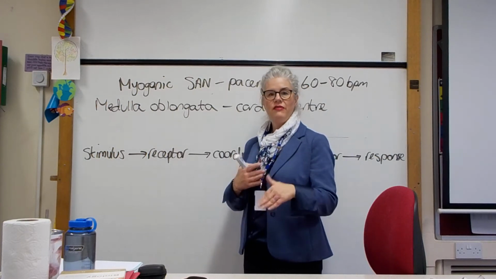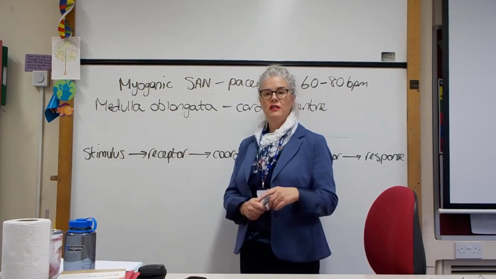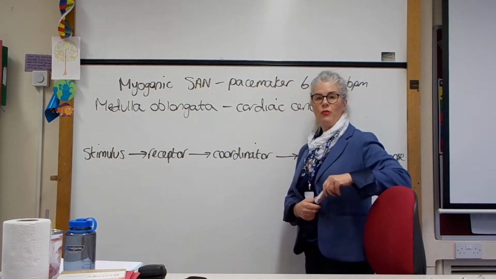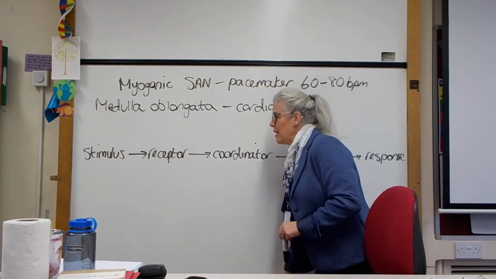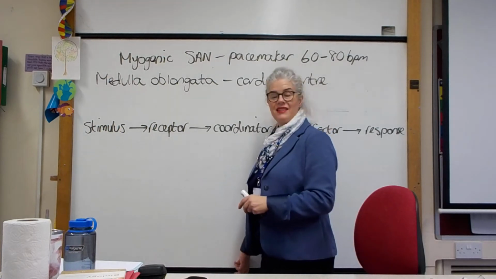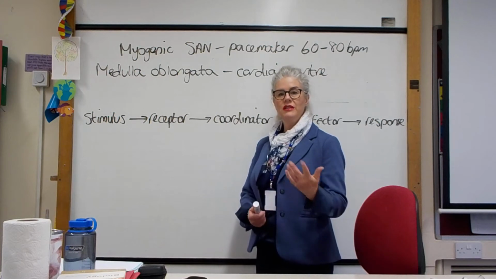Now this is a negative feedback loop, and it's detected and coordinated by your medulla oblongata, the cardiac centre in your medulla oblongata in the brain. Now the pathway for this nerve impulse is the same every single time. It's always the same. It's the same as you did at GCSE.